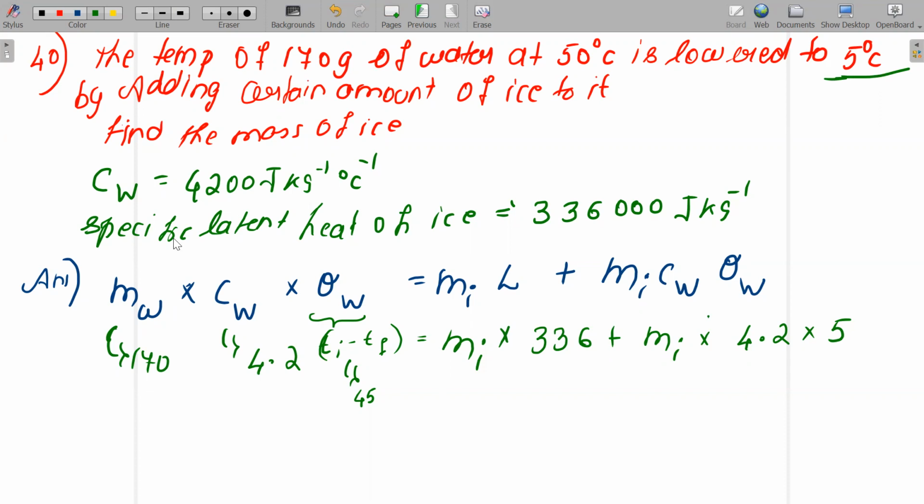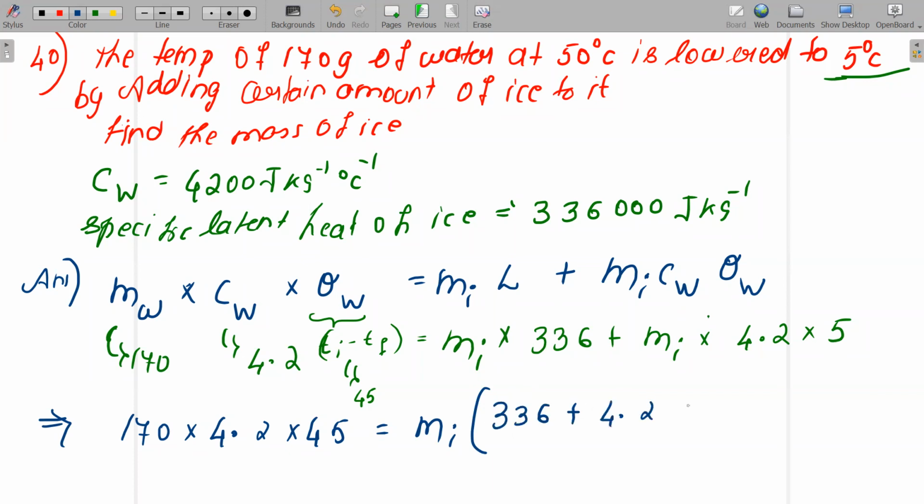Now the equation becomes 170 into 4.2 into 45, which is equal to, instead of theta, you just write the temperature, that is fine. Then I take Mi common, so it will be 336 plus 4.2 into 5. So you can cancel the 4.2. Finally, you get Mi equal to 90 gram. Just solve that, it will give you this answer.